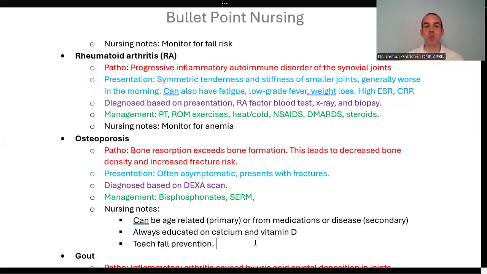Moving on to osteoporosis. We referenced this way back at the beginning of this lecture. The pathophysiology over here is that bone resorption, where the body loses the calcium from the bone, exceeds bone formation, the amount of calcium that the body uses to fortify the bones. So this leads to decreased bone density, decreased bone mass, and the main issue here is the increased fractures.